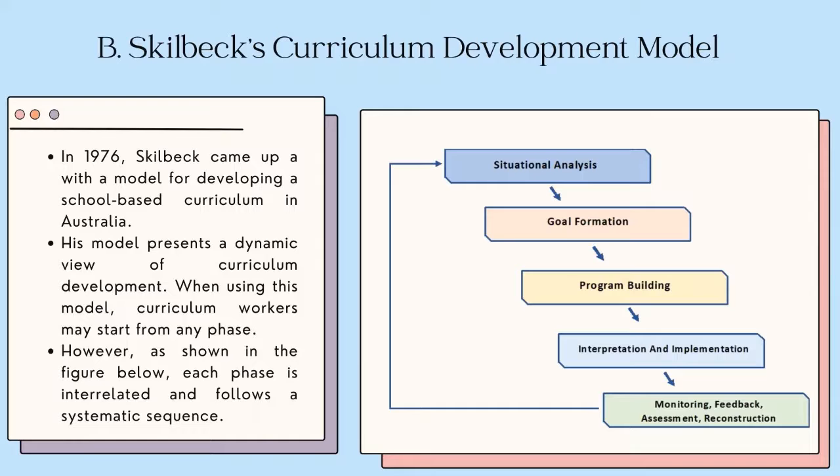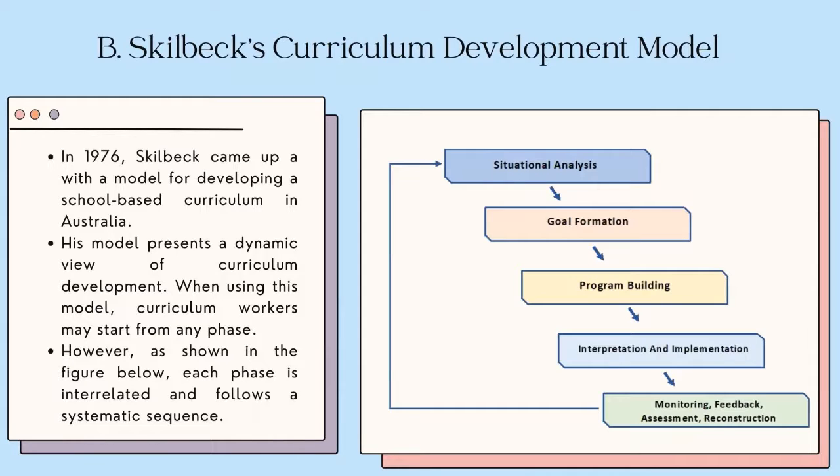So as a dynamic model, as an opposite of linear, curriculum is not sequenced. It is flexible and interactive with each other. When using this model, curriculum workers may start from any phase. However, as shown in the figure below, each phase is interrelated and follows a systematic sequence. There are 5 required steps in this model, namely situational analysis, goal formation, program building, interpretation and implementation, and monitoring feedback, assessment, and reconstruction. Skillbeck's model includes a situational analysis that involves gathering data from the school, society, and the learners.